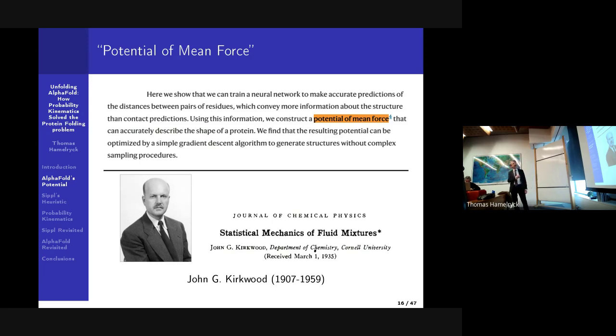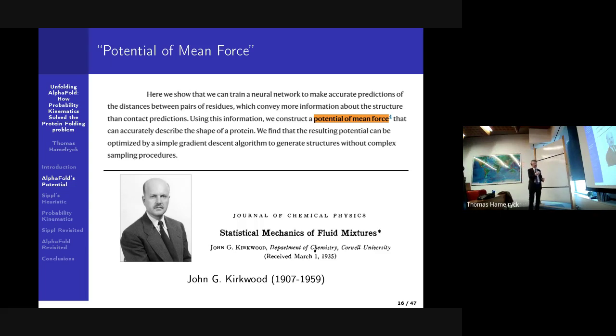So we can train a neural network to make accurate predictions of the distances between pairs of residues. And so they convey more information about the structure than contact prediction. So distances rather than this amino acid is close to another amino acid. So using this information, we could construct a potential of mean force that can accurately describe the shape of a protein. And we find that the resulting potential can be optimized by a simple gradient descent algorithm to generate structures without complex sampling procedures. So you make this potential, and then you basically just predict structure by minimizing, using simple gradient descent, this potential, and you get the predicted structure.